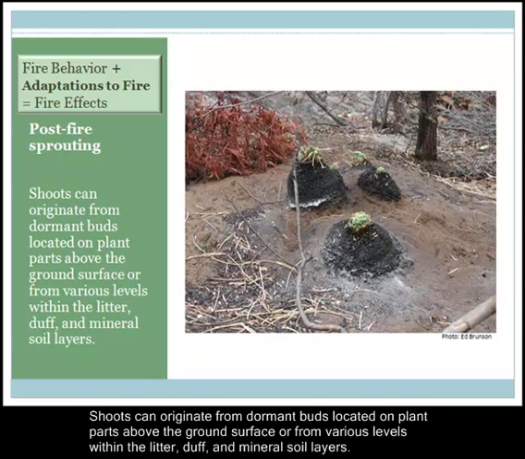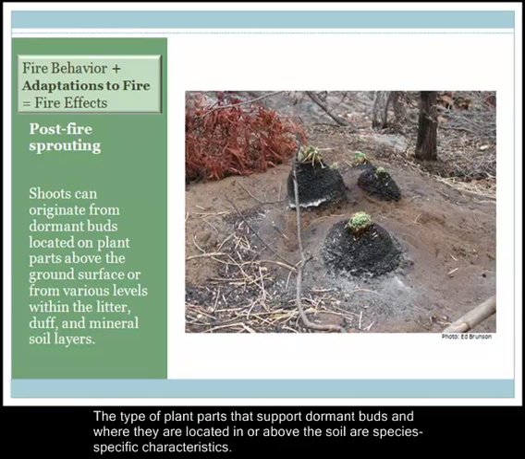Shoots can originate from dormant buds located on plant parts above the ground surface or from various levels within the litter, duff, and mineral soil layers. The type of plant parts that support dormant buds, and where they are located in or above the soil, are species-specific characteristics.